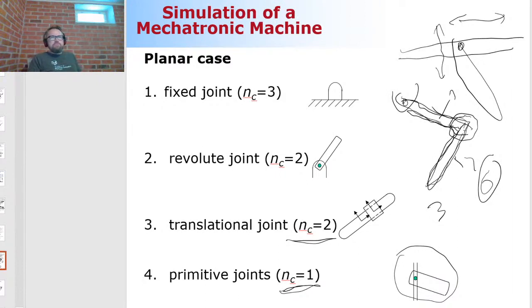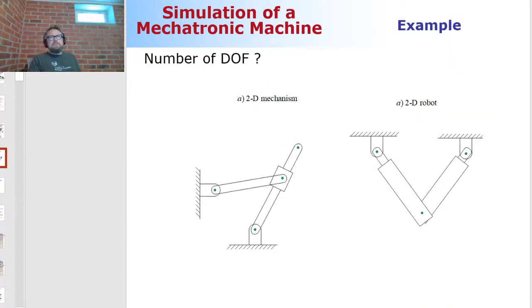Okay, so then I have 2 examples here, and then we're going to move on to the first in-class quiz. I'm asking what is the number of degrees of freedom, and I have here 2 different kinds of mechanisms. Let's compute this by looking at only the bodies that are capable of moving.